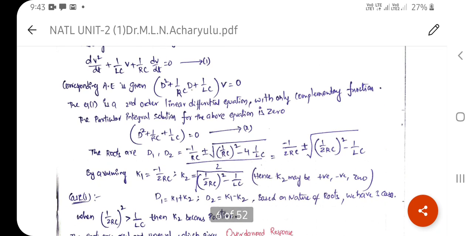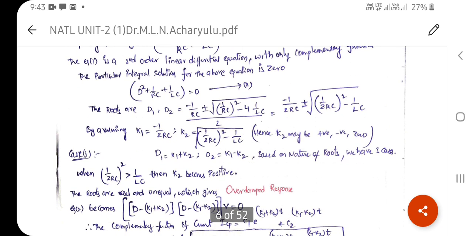Assuming that k1 is equivalent to minus 1 by 2rc and k2 is equivalent to under root of (1 by 2rc) whole square minus 1 by lc. Hence k2 may be positive, negative or 0. Therefore d1 is equal to k1 plus k2, and d2 is equal to k1 minus k2. So two roots will be there. Based on the nature of roots we have to make three cases here.